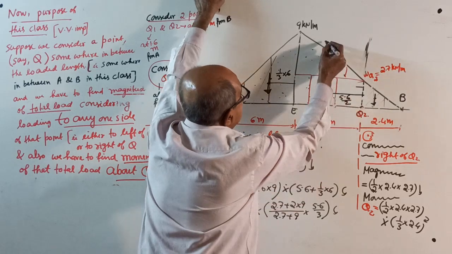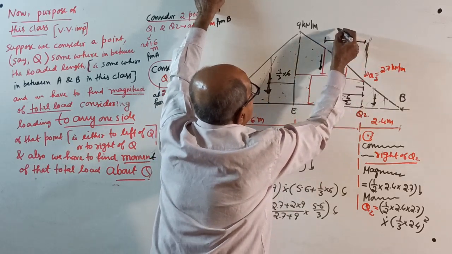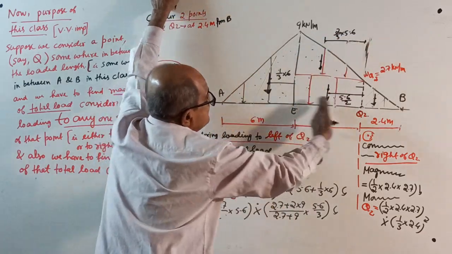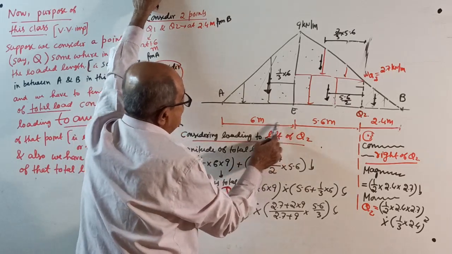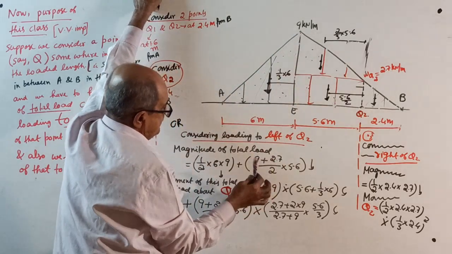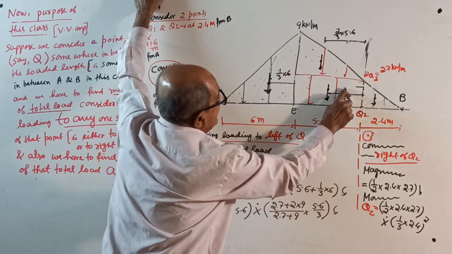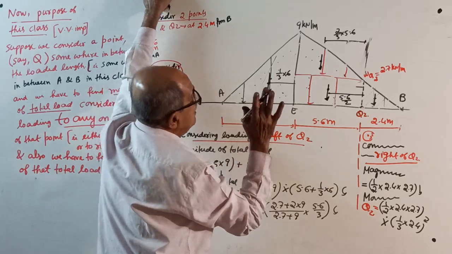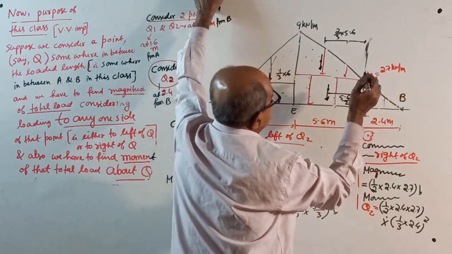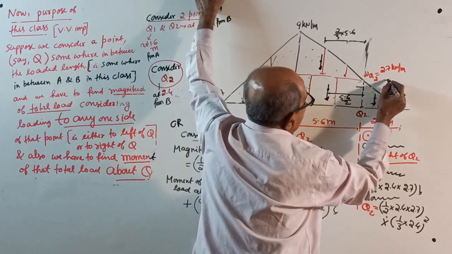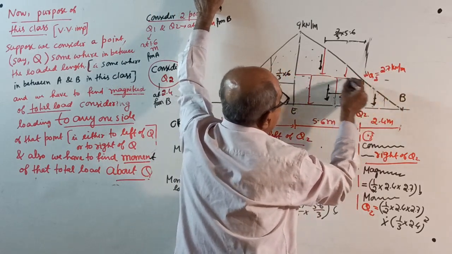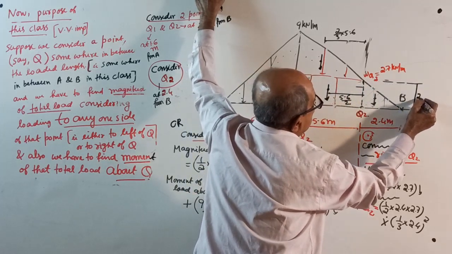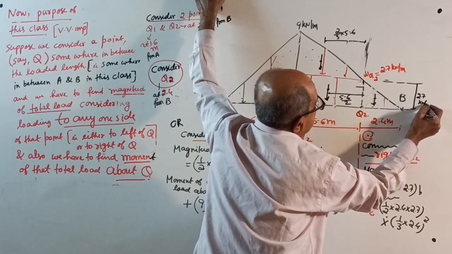5.6 by 2. This distance will be 2 by 3 of 5.6. Then your right side total load equals half into 6 into 9 plus this rectangle UDL 2.7. One minute. Before that, you have to do one thing. See, for this rectangle you mark ordinate here. How much here? 2.7 kN per meter.